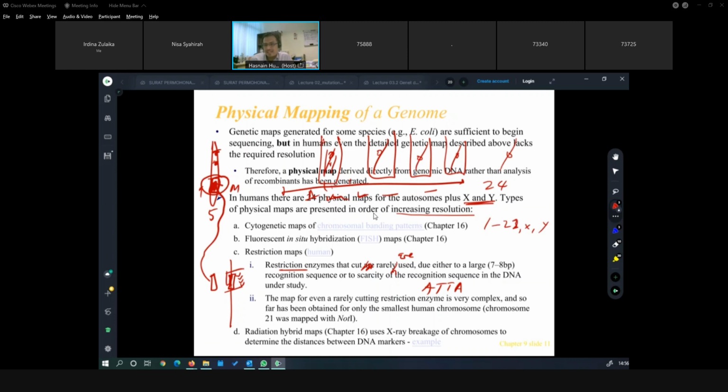Oh, sorry, AT. No, cannot use. GAATTC. Okay, so this one is the recognition sequence, right? If it is like this, it is able to cut at not that many positions. For example, if you have a 6 cutter on a very long chromosome, it only cuts at 3 different places.